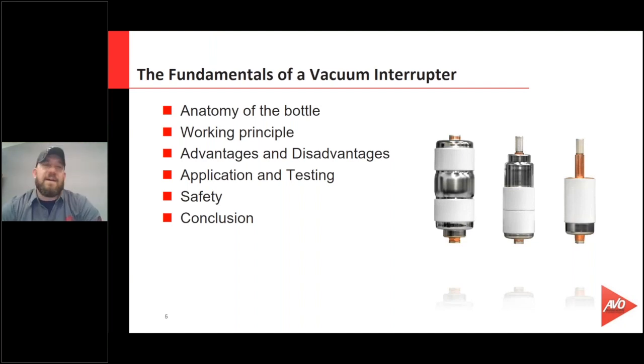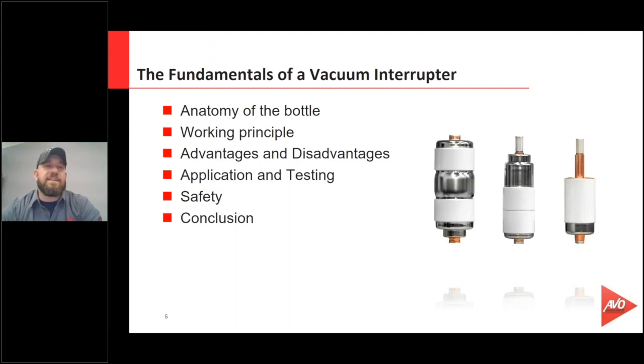But our subject and topics that we're going to be discussing today is going to be the anatomy of the bottle. What's the bottle all about? What are the main components of the bottle itself? The working principle is another subject that we'll be talking about. What happens to that bottle internally when it opens and it closes?